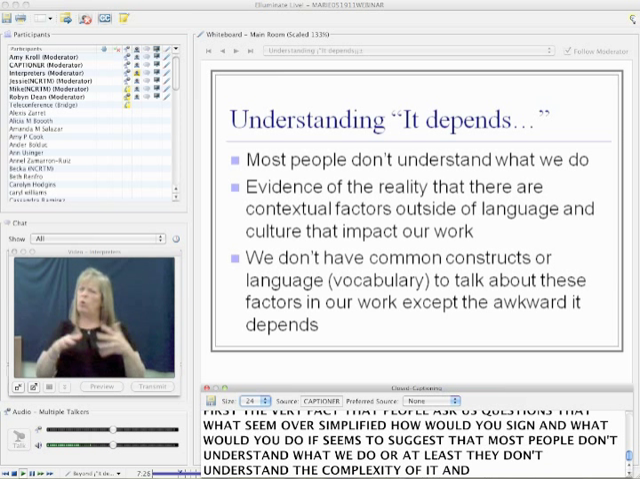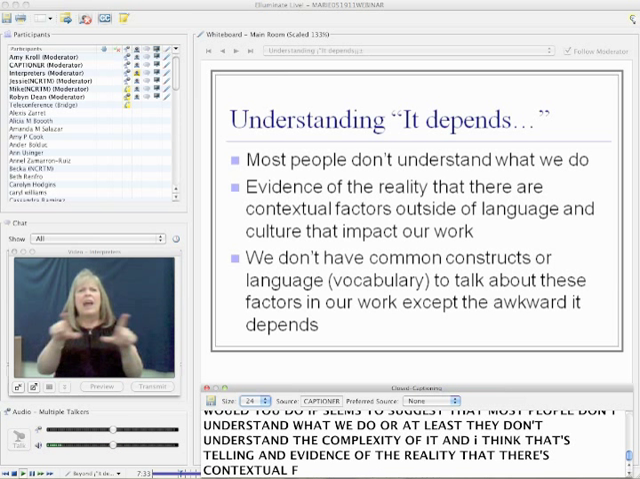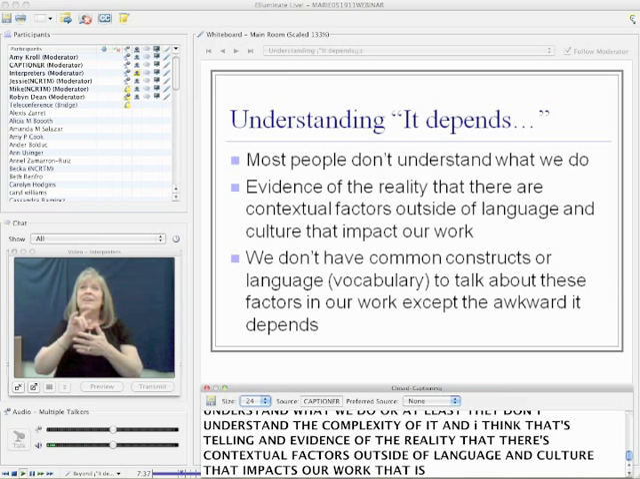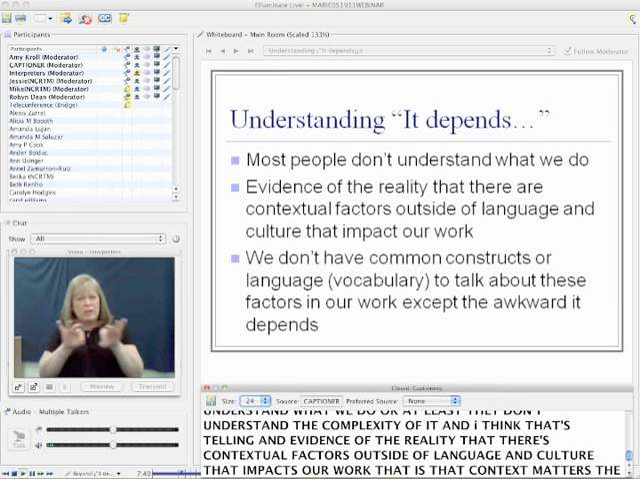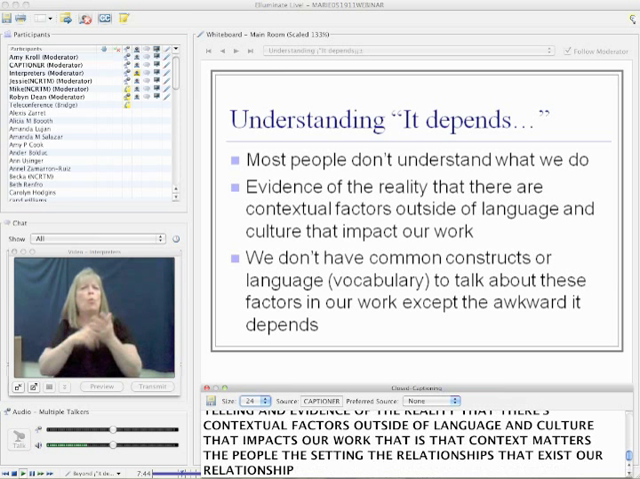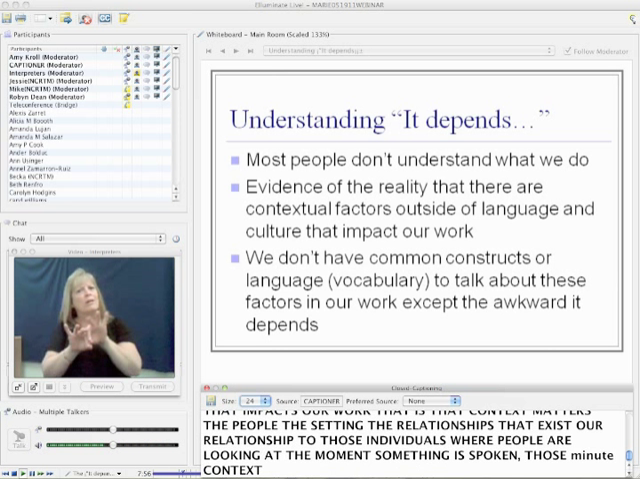It's also evidence of the reality that there are contextual factors outside of language and culture that impact our work. That is, that context matters. The people, the setting, the relationships that exist, our relationship to those individuals, where people are looking at the moment something is spoken, those minute contextual factors matter. And they impact our translation decisions, and they impact our behavioral decisions.